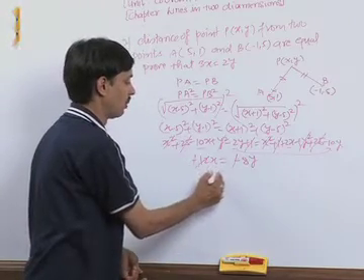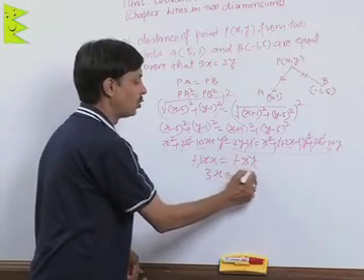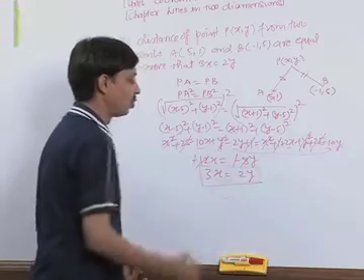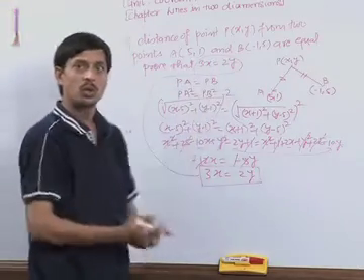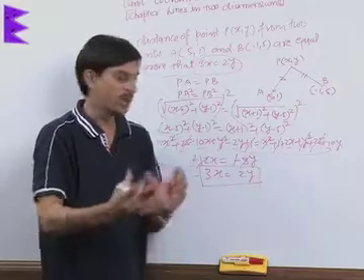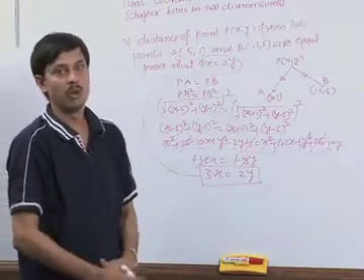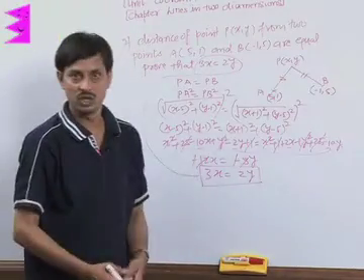Minus and minus cancelled. 4 3s are 12, that is 3x, and 4 2s are 8, that is 2y. This is our required result, that 3x is equal to 2y, which we needed to prove. So we can apply our distance formula for solving various questions.